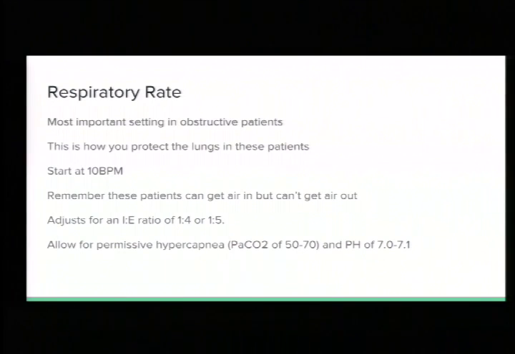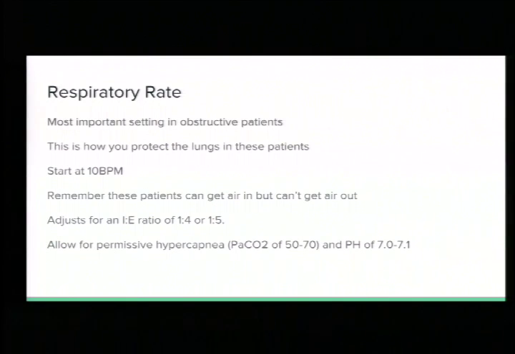So respiratory rate is going to be your most important setting in obstructive patients. This is how you protect their lungs in obstructive patients. You protect it by their tidal volumes in the injured patient, and by their respiratory rate in a COPD asthma obstructive patient. So you start down low, 10. In the injured, you're going to be 16, 17, 15, 18, somewhere in there. These guys are 10. Remember, they can get air in, they can't get it out.